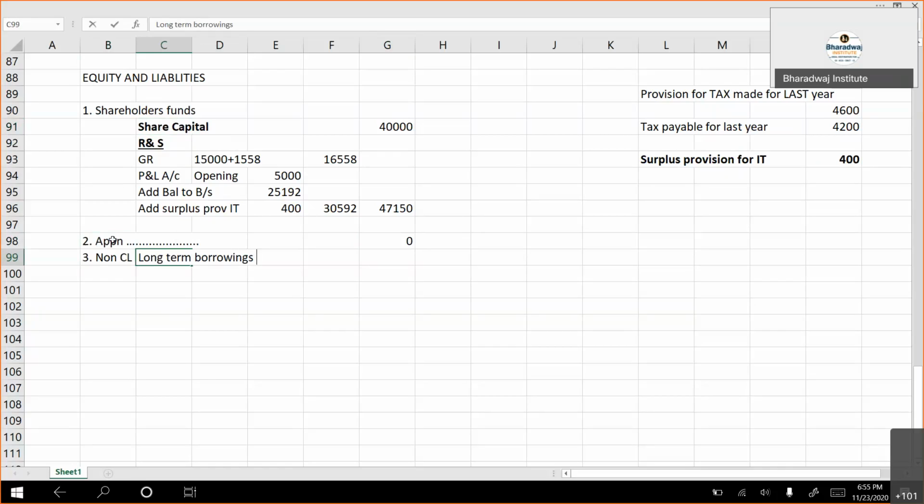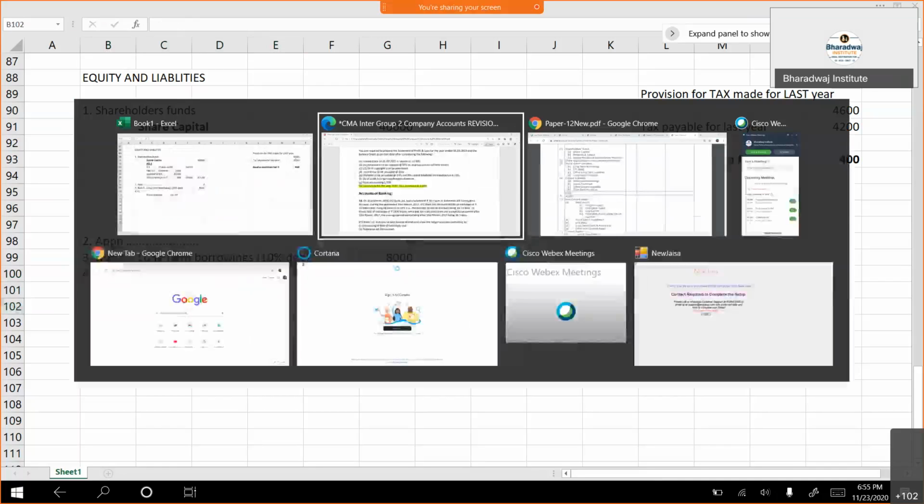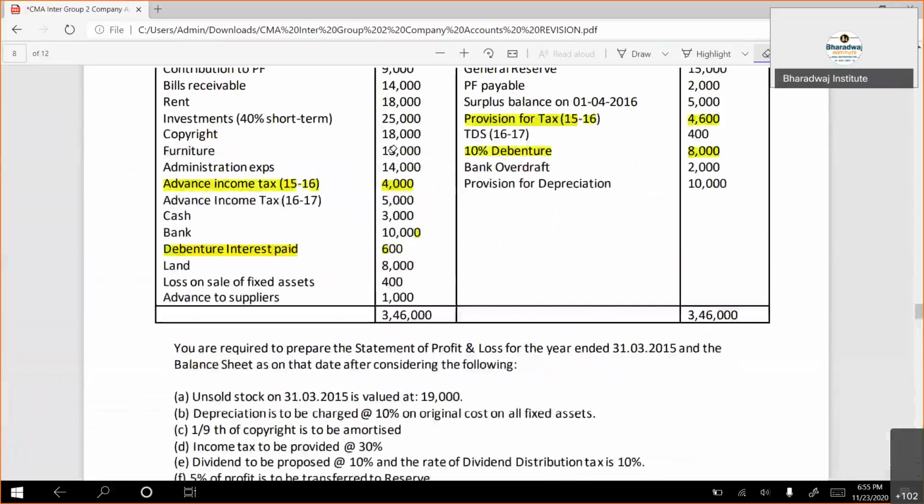In that, long-term borrowings. The 10% debentures will come, 8,000. Number 4, current liabilities. Under current liabilities, trade payables. Trade payable is nothing but creditors plus bills payable. Creditors and bills payable will come under trade payables.